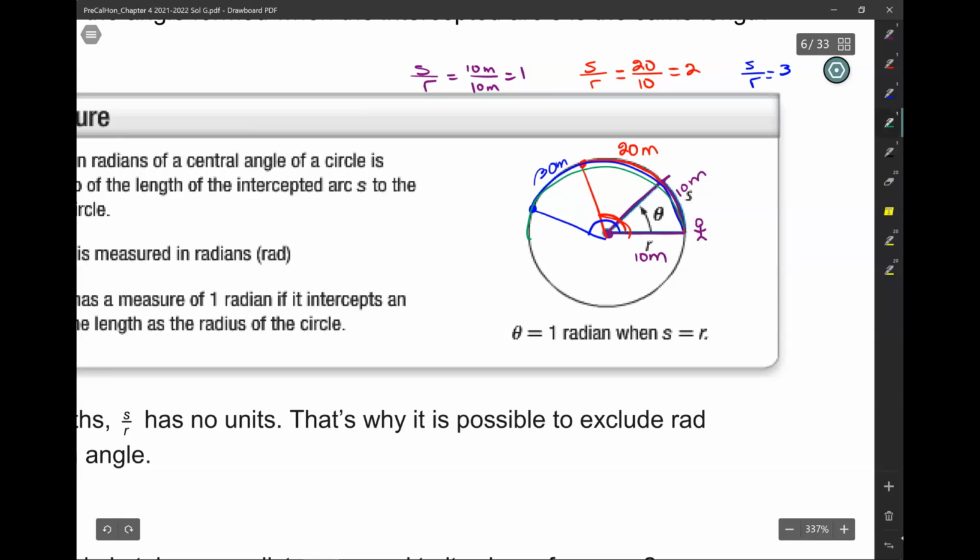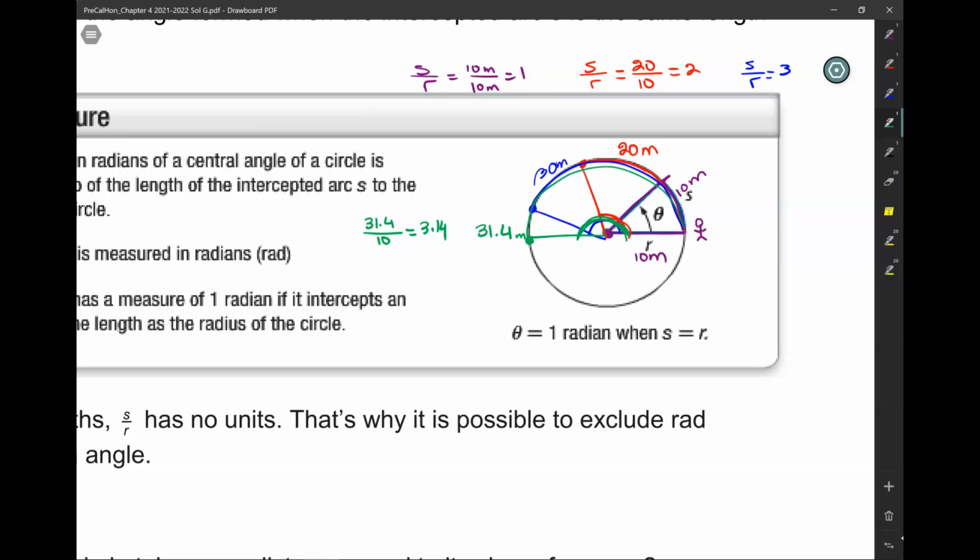Now, suppose you walk a little bit more. You get to here, and suppose your coach just stops you, and you look and you've walked 31.4 meters. What's that ratio now? 31.4 to 10. How much is that? 3.14. Have you seen that before? That's pi. That's pi radian, right?